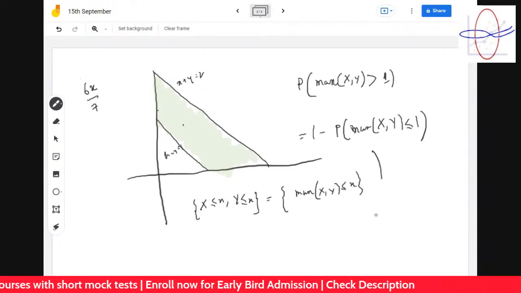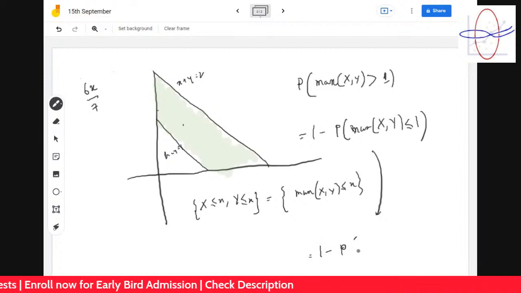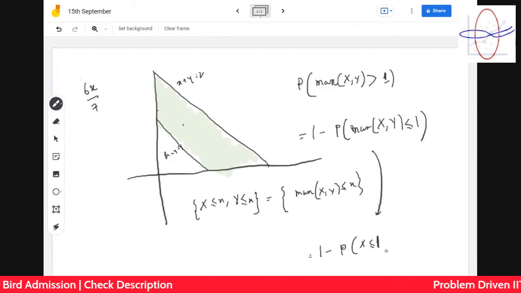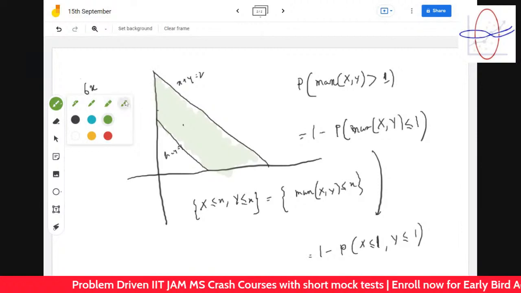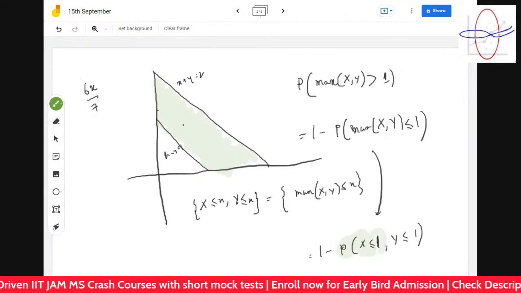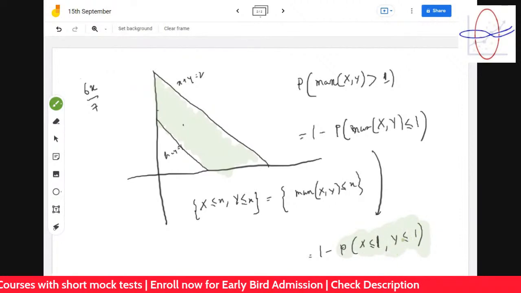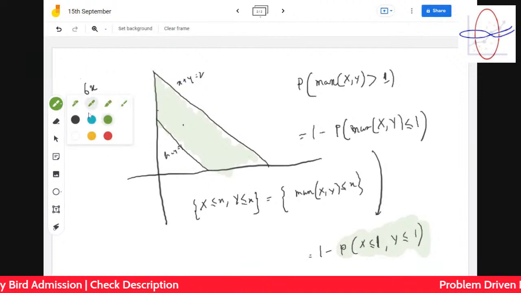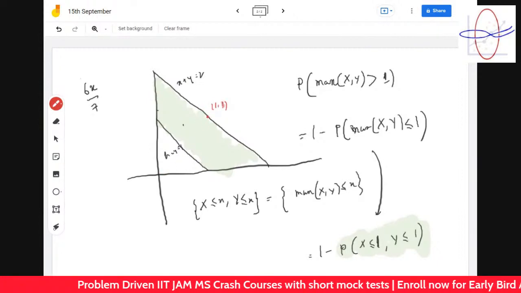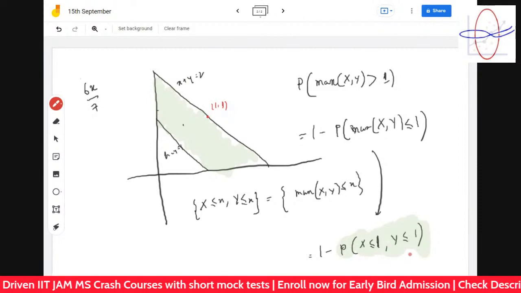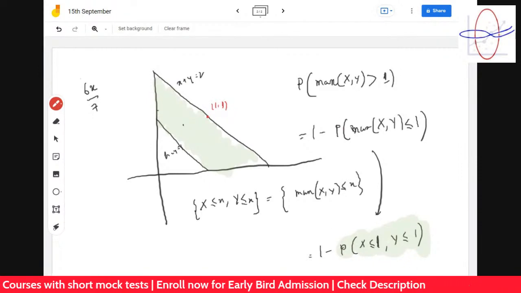Therefore, we can write this as 1 minus the probability that x is less than or equal to 1 and y is less than or equal to 1. So we are now interested in finding the probability of this region, x less than or equal to 1 and y less than or equal to 1. Let's see how we can find it.